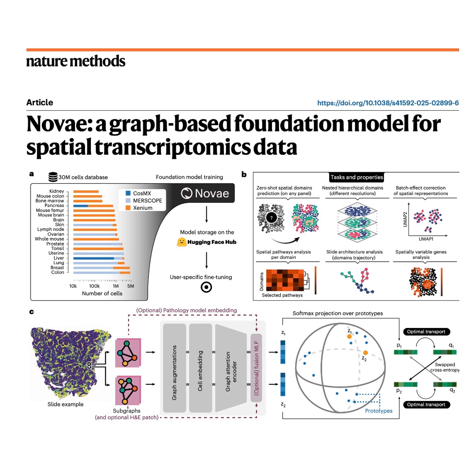Now let's look under the hood at the core mechanism, because this is really where the speed and the flexibility are engineered. Novae starts by taking the cell expression data and converting it into a graph structure. It uses something called a Delaunay graph. Cells are the nodes and connections are the edges.